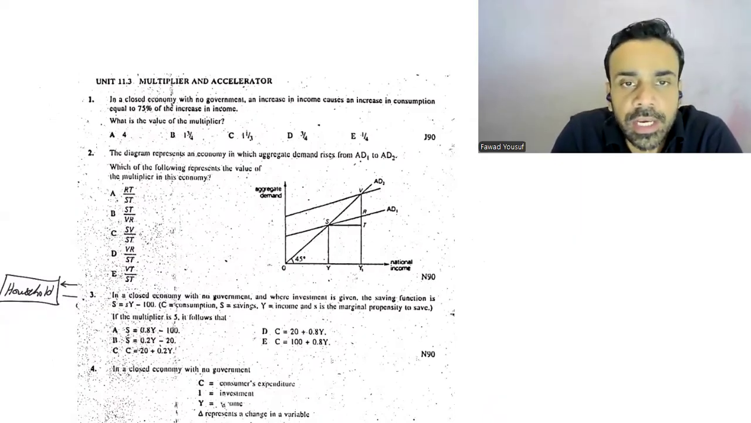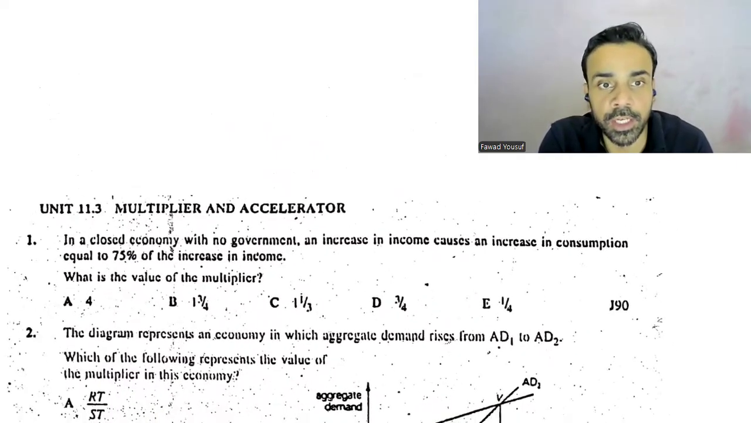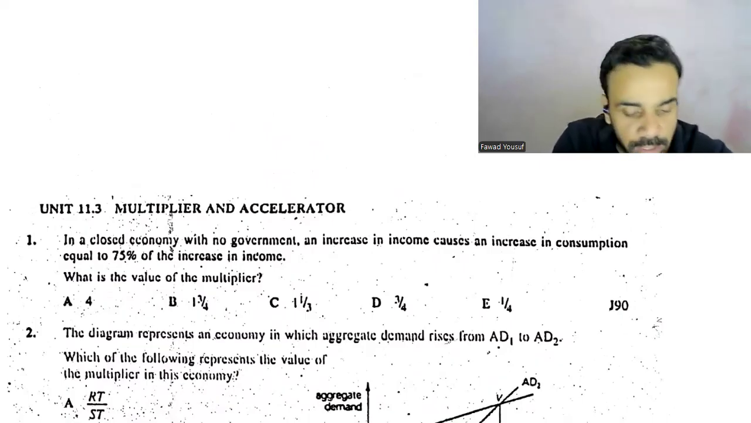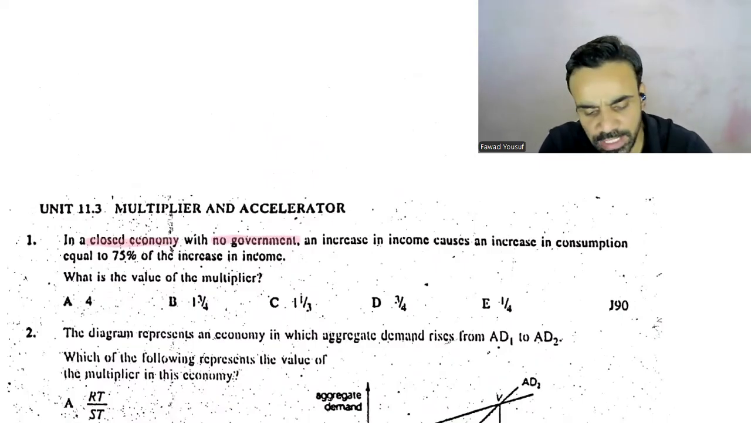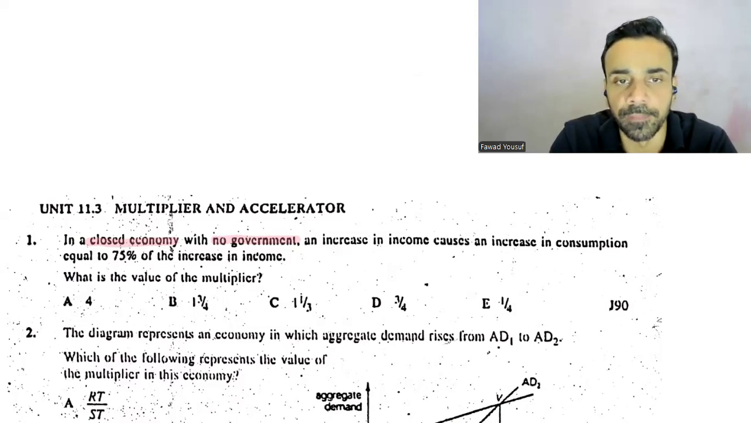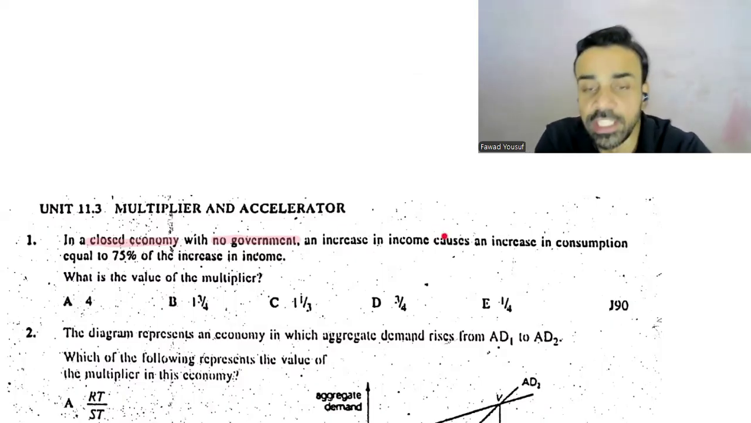It says, in a closed economy, okay, in a closed economy with no government, that's a hint. It's a closed economy with no government. So that means how many sector economy are we talking about? Closed है तो that means x minus m नहीं है. No government that means g नहीं है, तो बचा ही दो चीज c plus I. Okay, they're saying उसके बाद an increase in income.